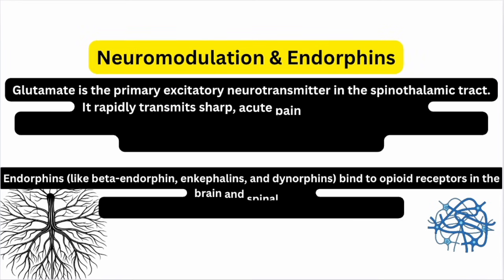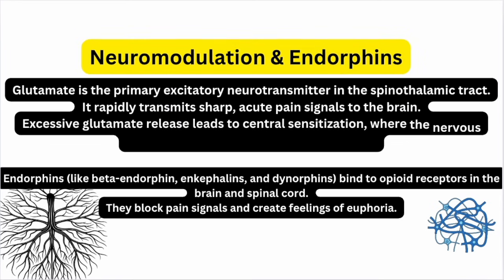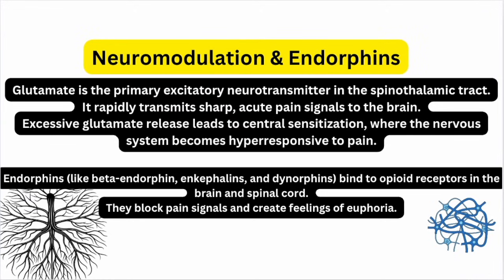Neuromodulation and endorphins. Glutamate is the primary neurotransmitter in the spinothalamic tract. It transmits sharp acute pain signals to the brain. Too much glutamate release can lead to central sensitization, where the nervous system becomes hyperresponsive to pain. Endorphins can bind to opioid receptors in the brain and spinal cord. They block pain signals and create a feeling of euphoria.